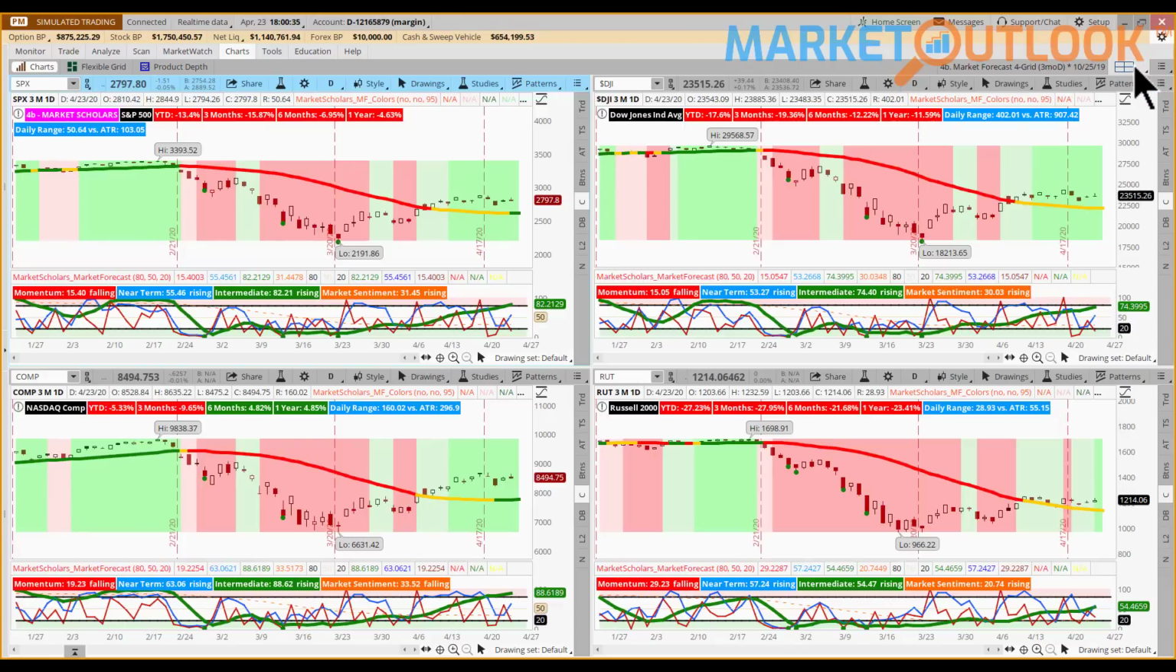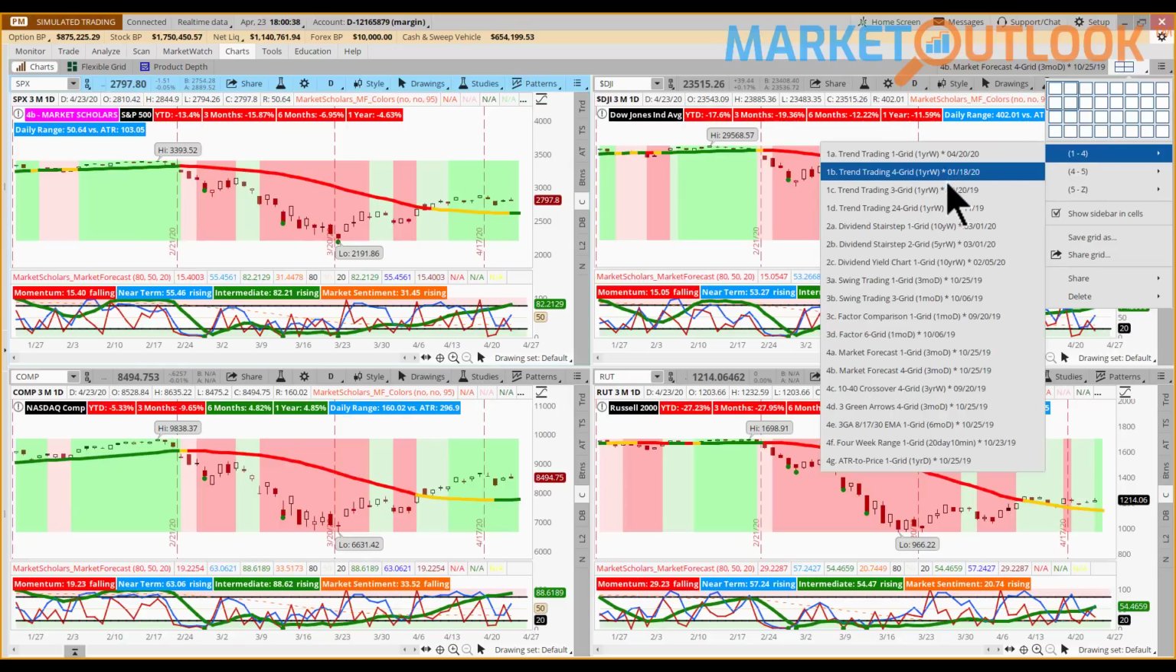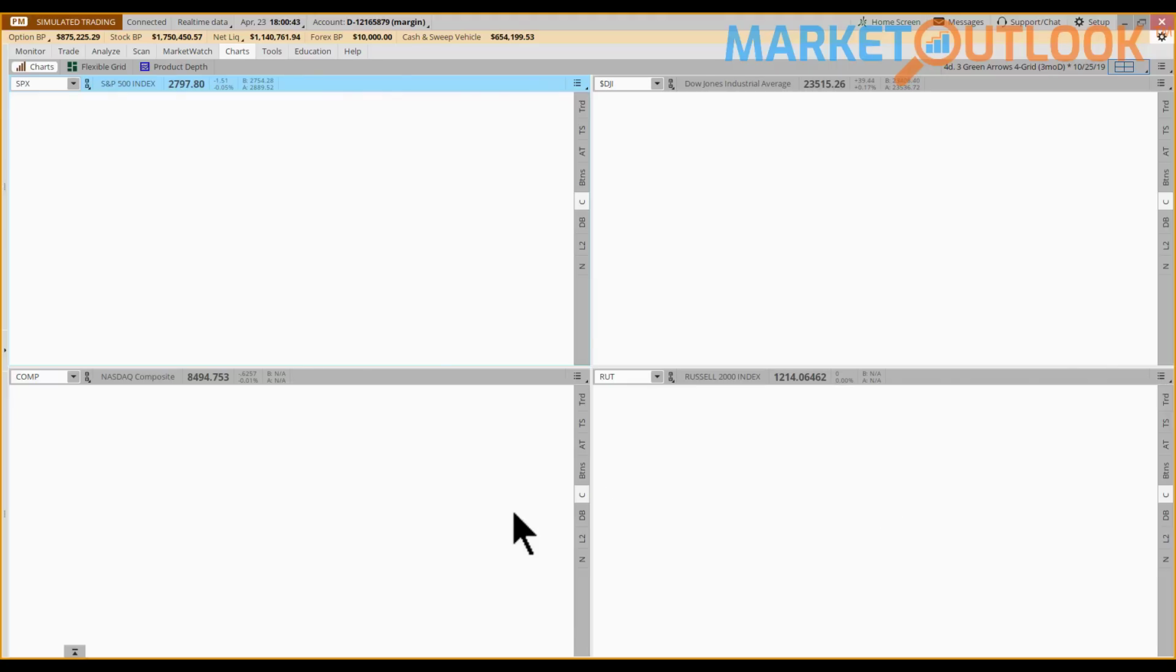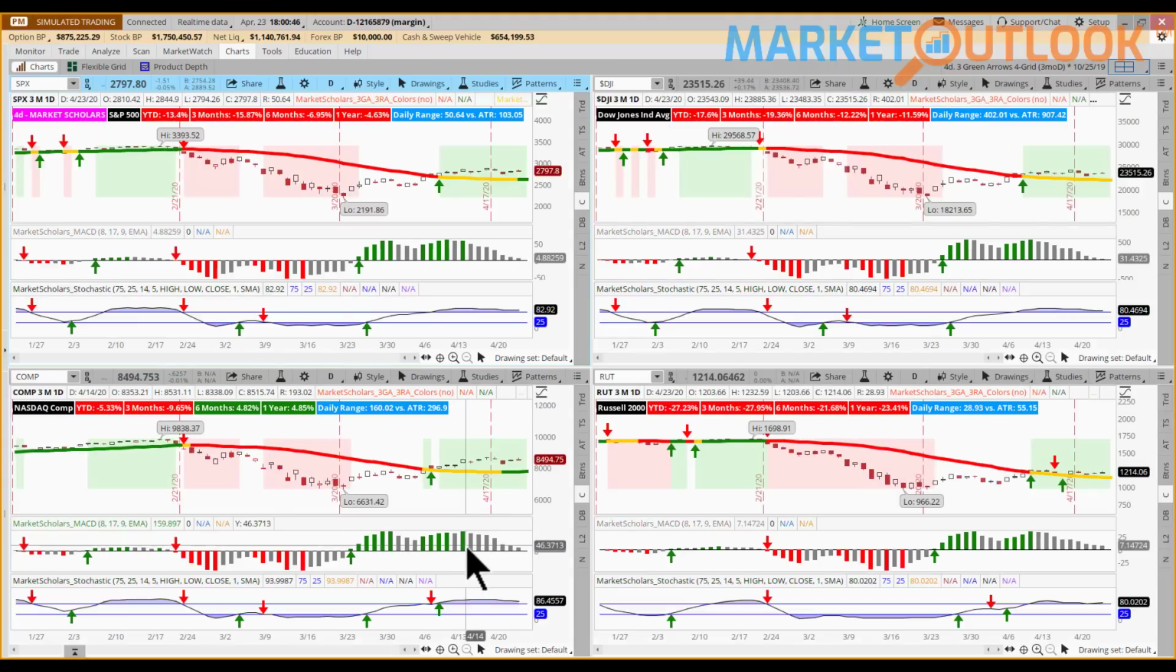All right, let's go ahead and take a look at another chart here. Let's go over to our 3 green arrows chart, and this one will be chart 4D in this case. As we look at this, you can see that the background colors on all 4 of these charts continue to be green. That tells us that all 4 of our charts not only have bullish market forecast postures, like I showed you a moment ago, but they all 4 have what's known as 3 green arrows as well.